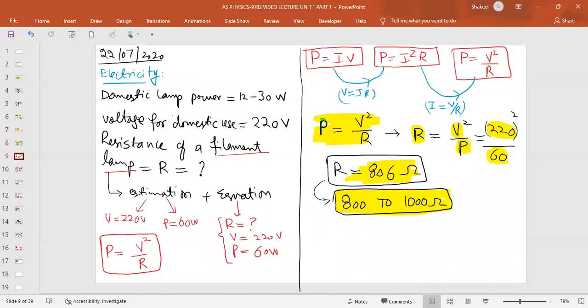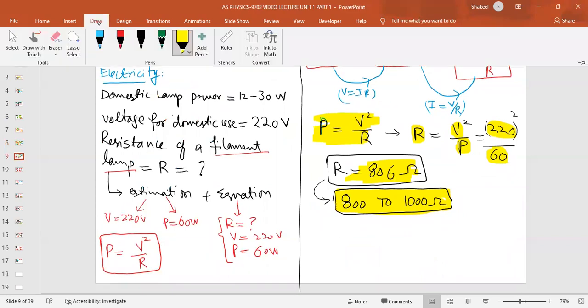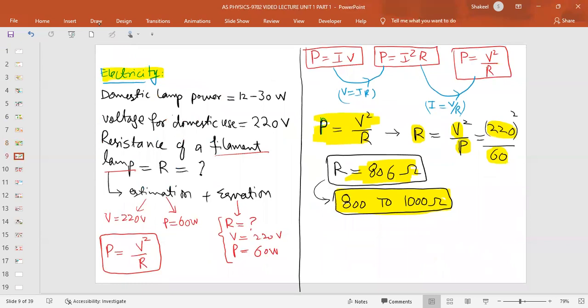Okay, the next thing over here is actually the electricity section. In the electricity section, we have to look for the power and resistance values. The domestic lamp power nowadays for the LEDs is usually from 12 to 30 watt, and the voltage for domestic use is 220 or 240, and we have to find the resistance of a filament lamp, and this is like an estimation plus equation.